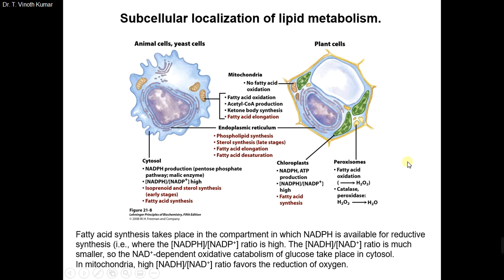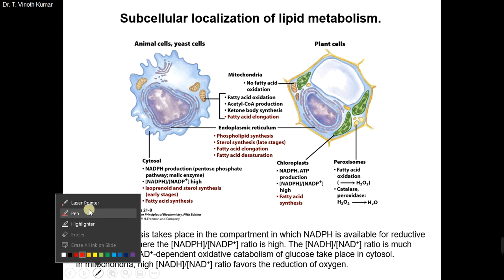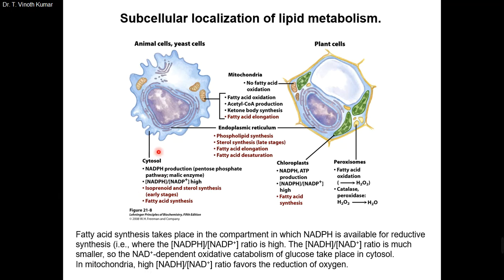And here, this is an overview of the subcellular localization of lipid metabolism, and we can go through it one by one. I'll show the laser pointer. This is the cytosol of an animal cell, and this is a plant cell, and this is the cytosol of the plant cell, and this is a vacuole, and also the mitochondria and everything.